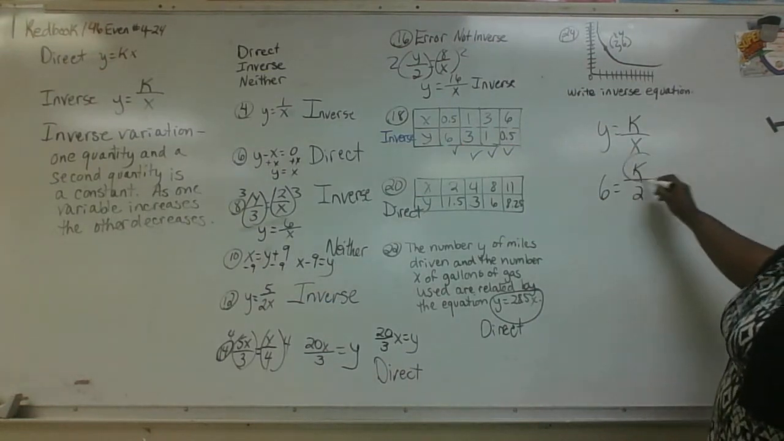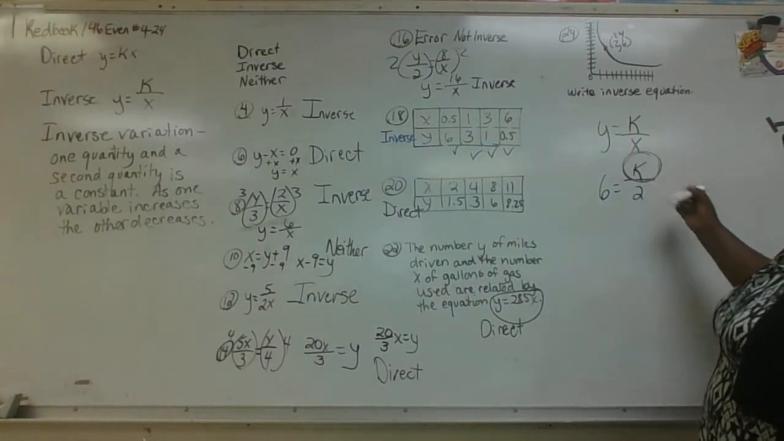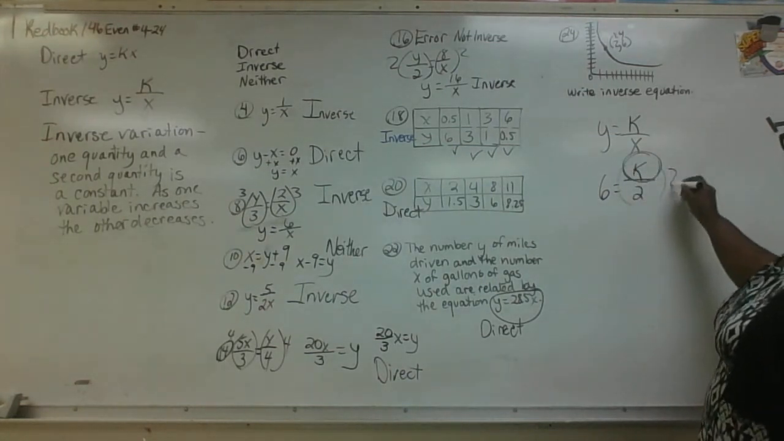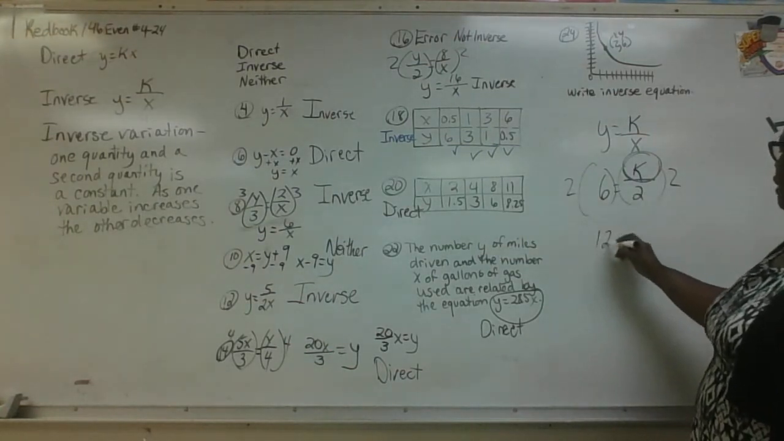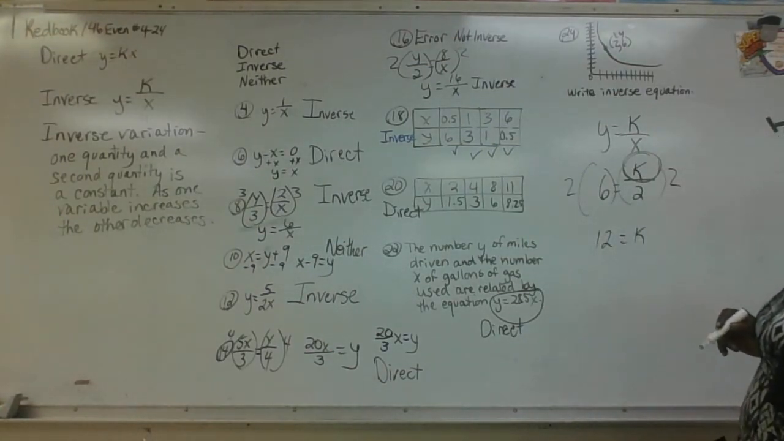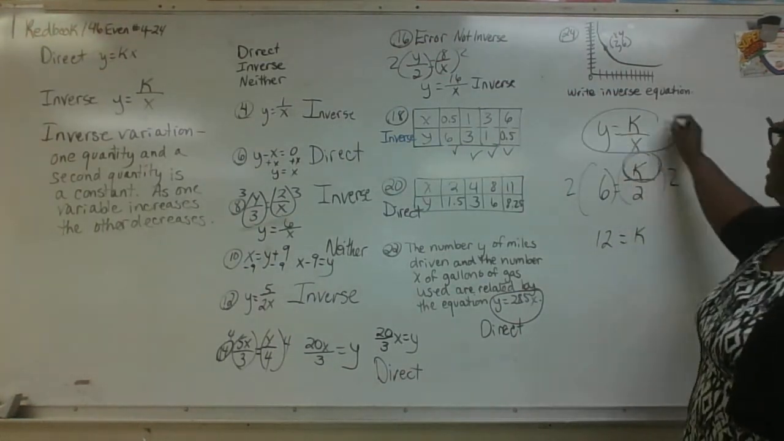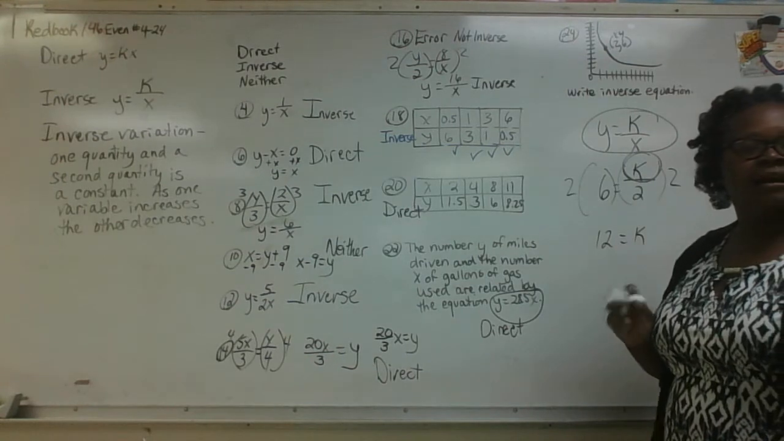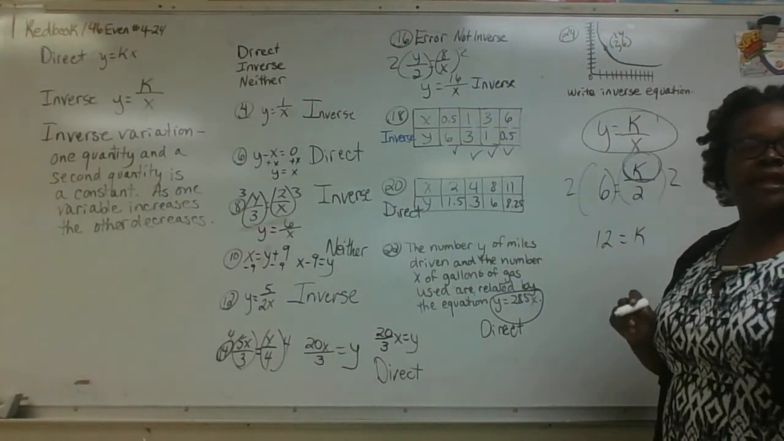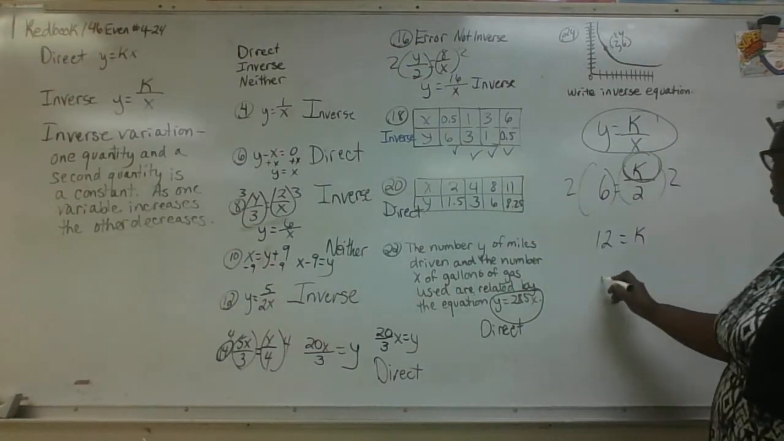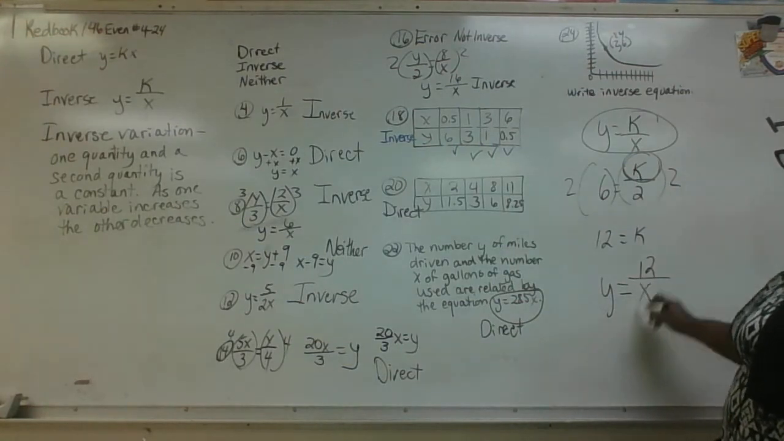Then we must solve for k. So that means we need to isolate k. Instead of dividing k by 2, we're going to multiply by 2. And therefore, 2 times 6 is 12, which is equal to k. Once we know what k is, now we rewrite the original equation in inverse variation form. And that is written y is equal to, we plug in our k, 12, and then we put our x.